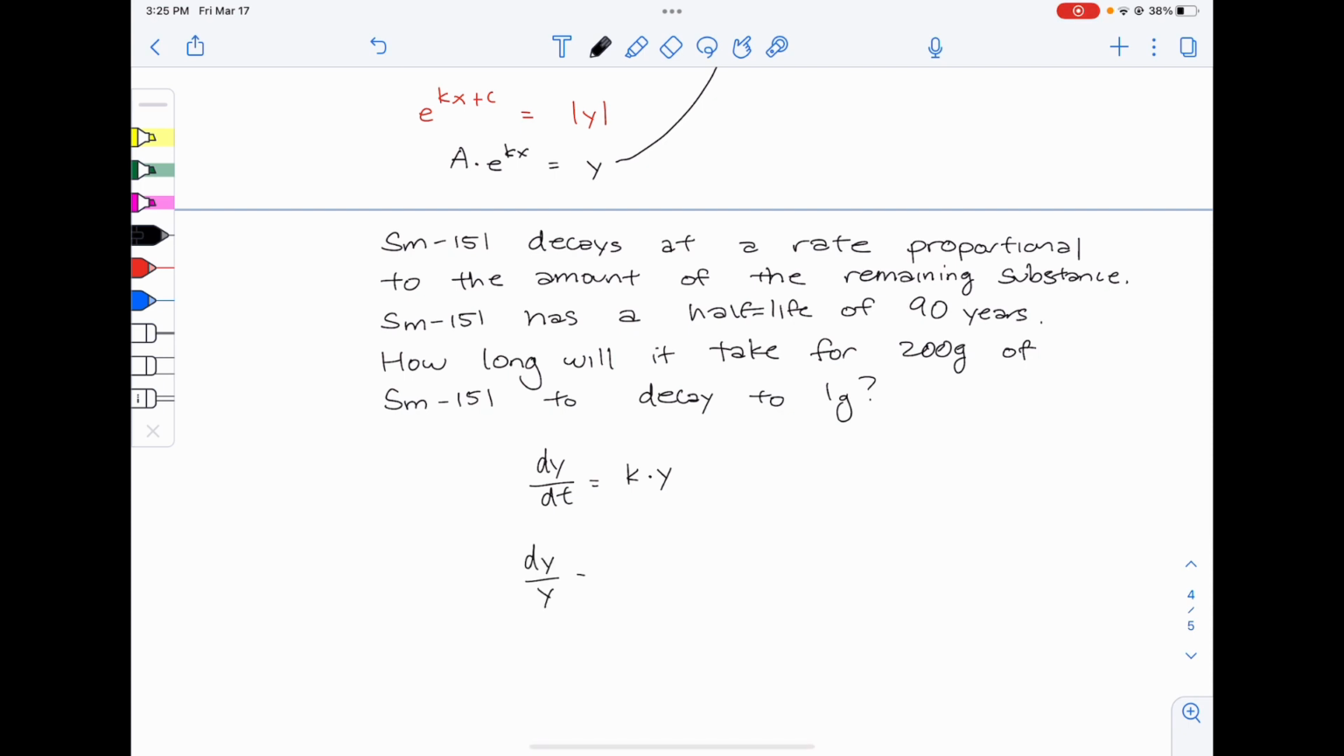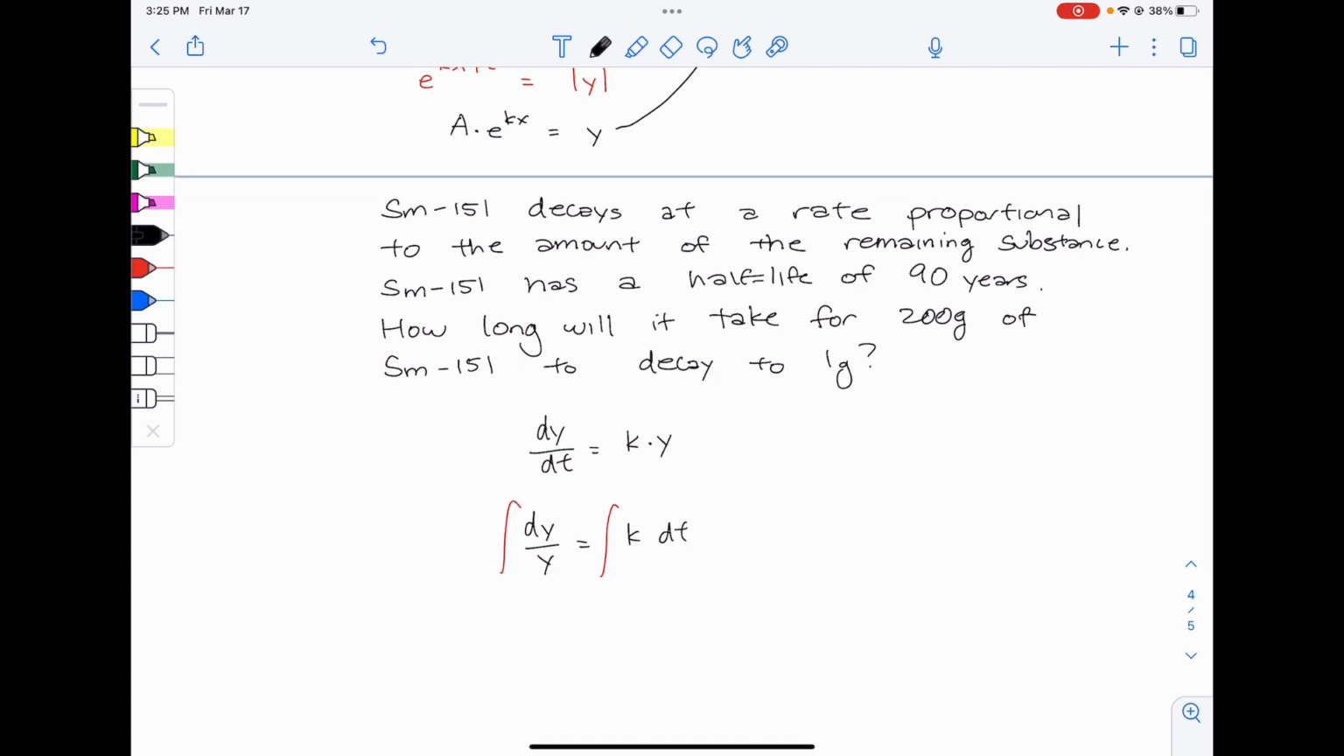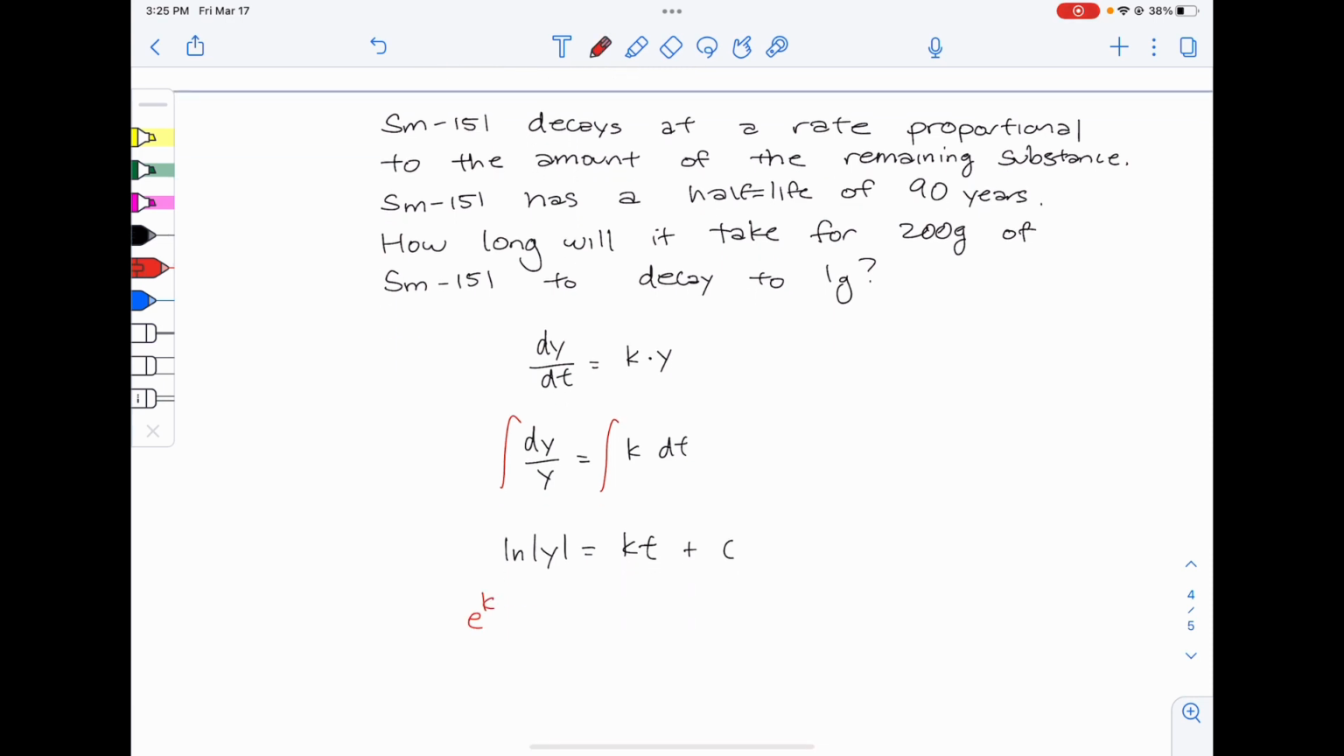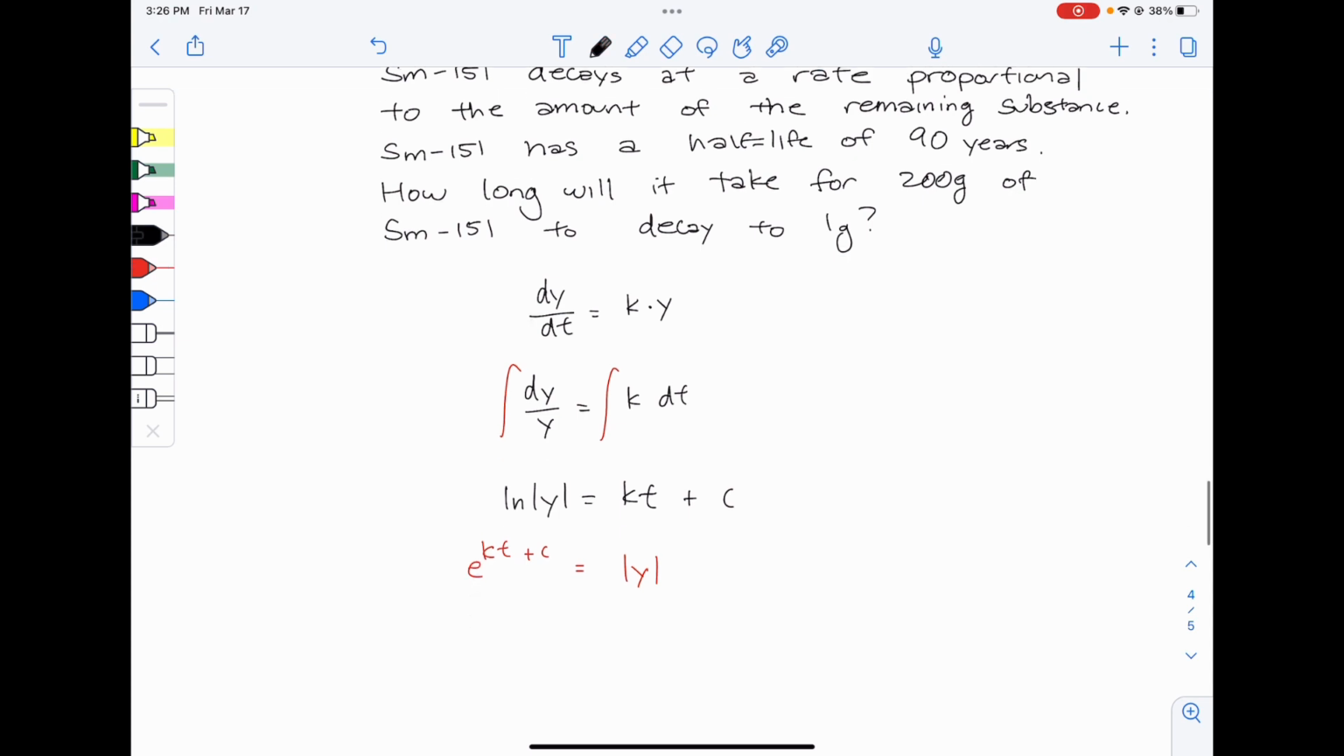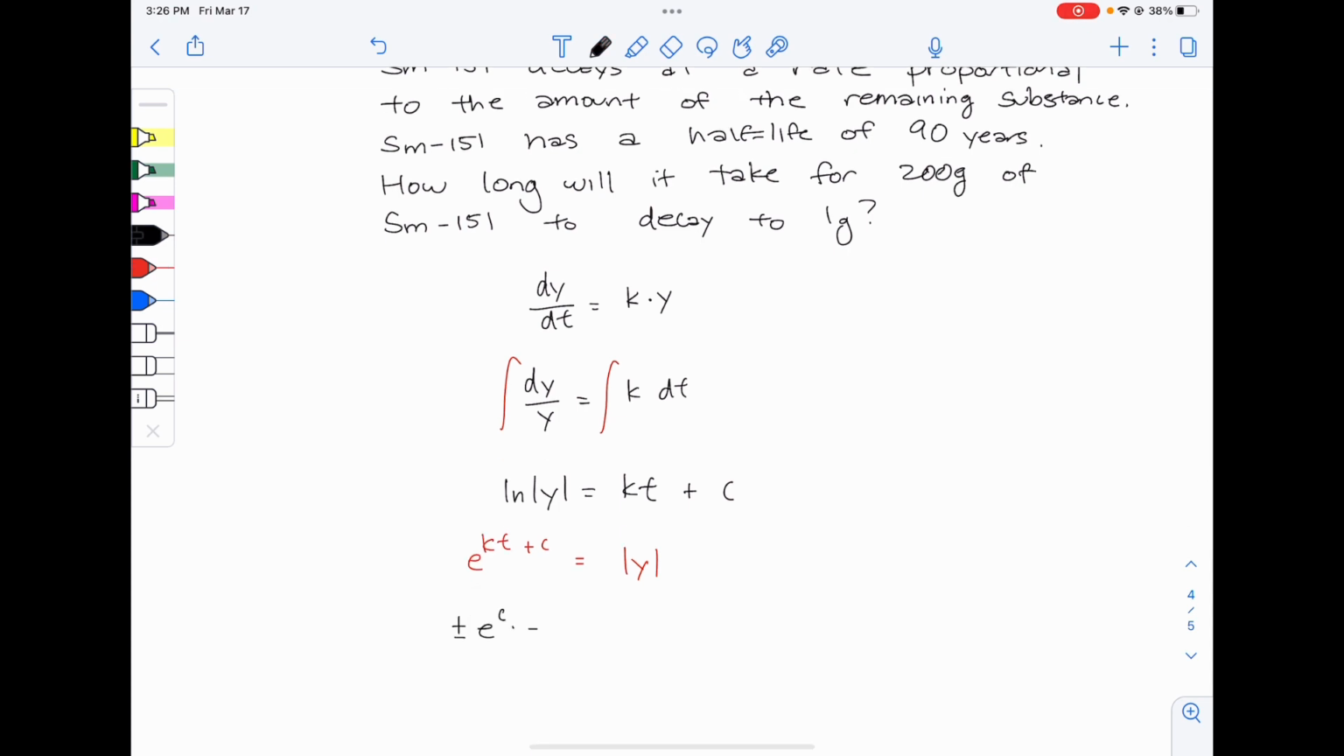dy over y is equal to k times dt. I'm going to integrate both sides. I have ln of the absolute value of y is equal to kt plus c. e to the kt plus c is equal to the absolute value of y, knowing that full well plus or minus e to the c times e to the kt is equal to the absolute value of y. I'm going to change this absolute value sign and make this whole thing an a. So y is equal to a times e to the kt.